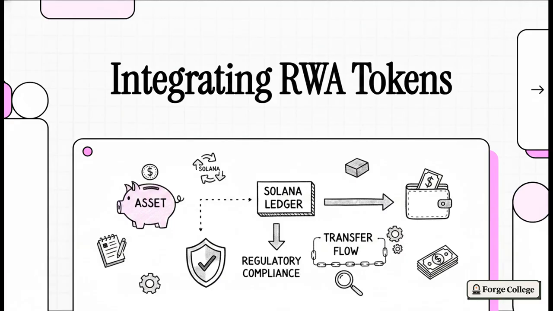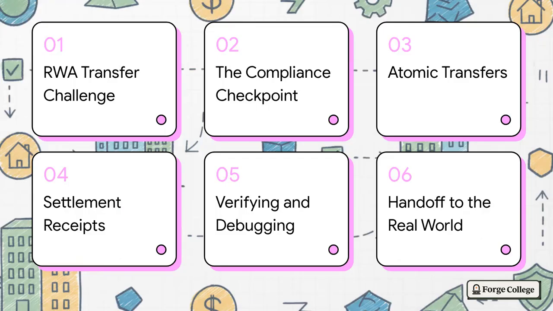traditional finance. Okay, so here's our architectural game plan for today. First, we'll look at the RWA transfer challenge, then the compliance checkpoint, followed by atomic transfers, which is all or nothing. After that, we'll cover printing the settlement receipt, verifying and debugging, and finally, the handoff to the real world. Let's get right into it.